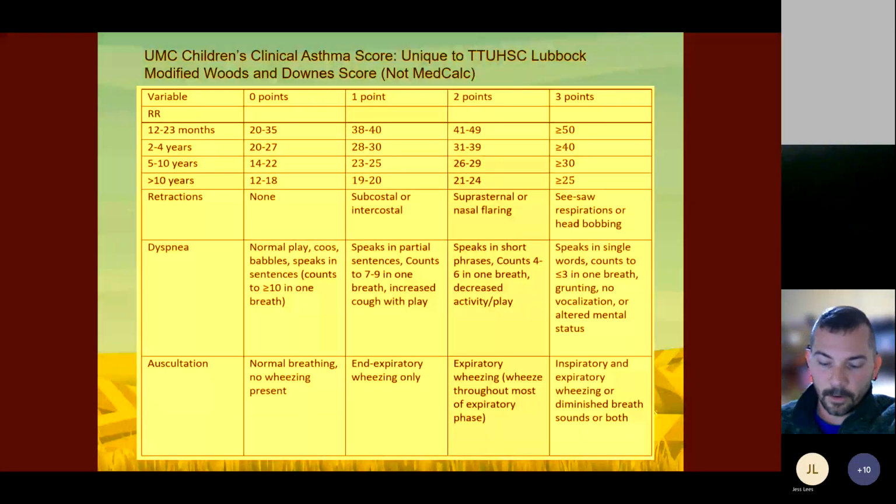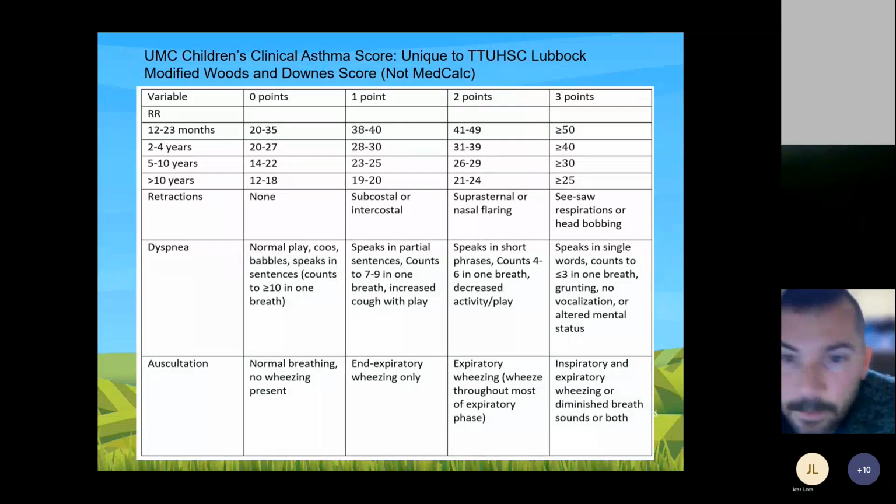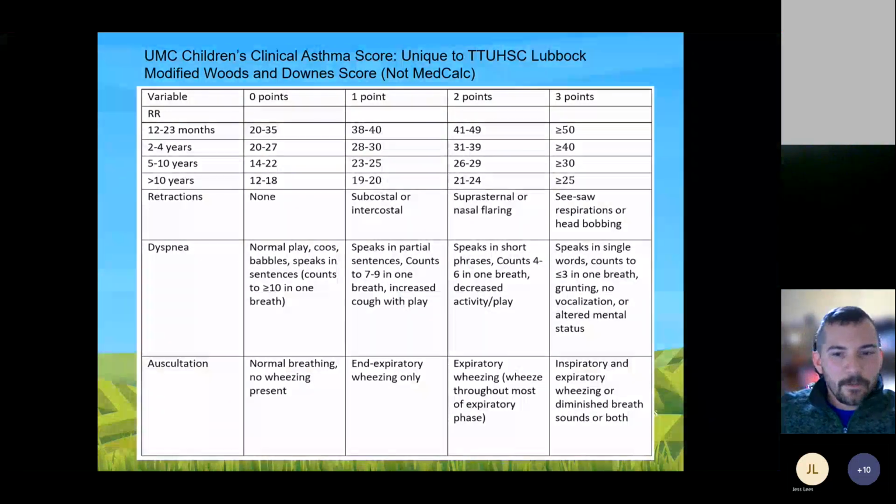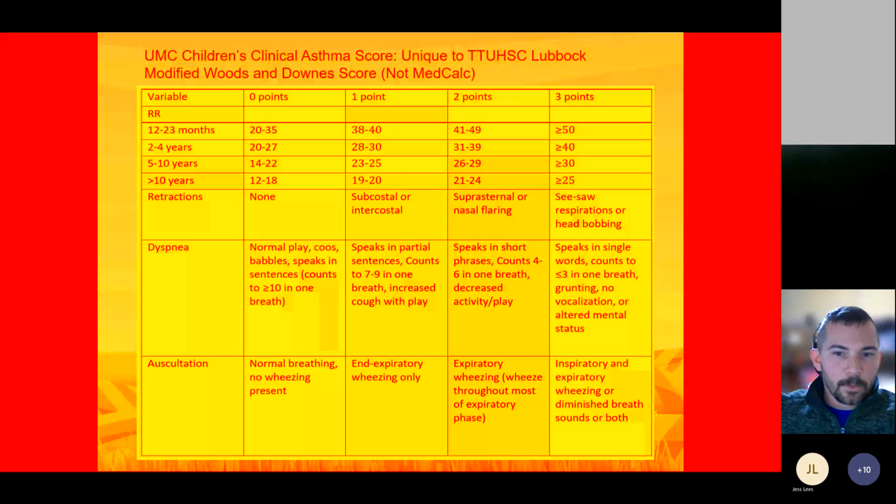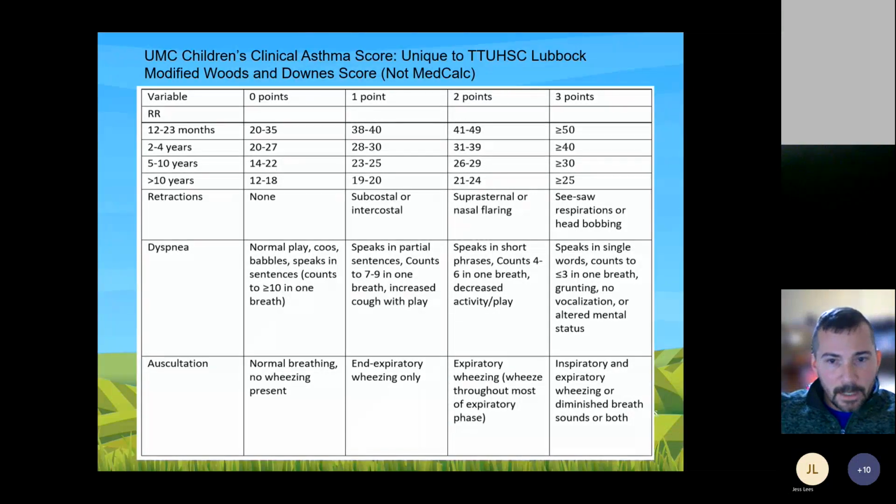So using our setup here is our CAS score, obviously age dependent, what their respiratory rate is. It provides different ages with respiratory rates, and then scoring depending on where they score here. Retractions, are there any? Subcostal, intercostal, very self-explanatory. Where do they fall into this? Okay. And so what do we use from that?